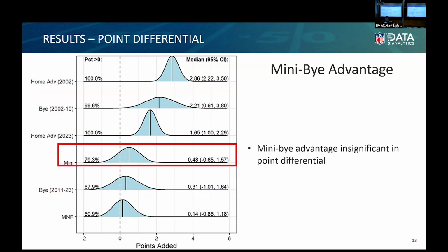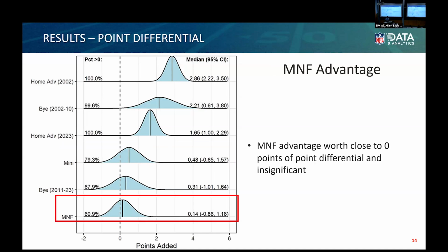I'm going to walk through mini buy and MNF as well. As you can see, the percent positive is 80%. The value is around 0.48. This we would not deem significant based on where this distribution is placed. And with MNF, I would say the exact same thing. It's not significant. The median is pretty close to 0, and also the percent positive is pretty close to 50%. So we would suggest that the mini buy and MNF are not significant in point differential. In point differential, the only things that stuck out as significant were the buy from 2002 to 2010 and home advantage. So that's an interesting finding.